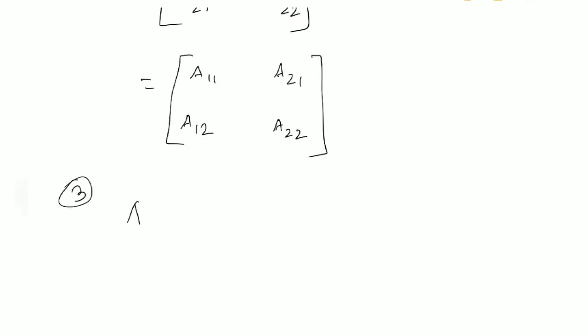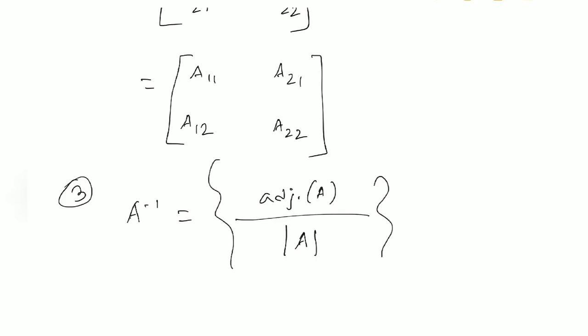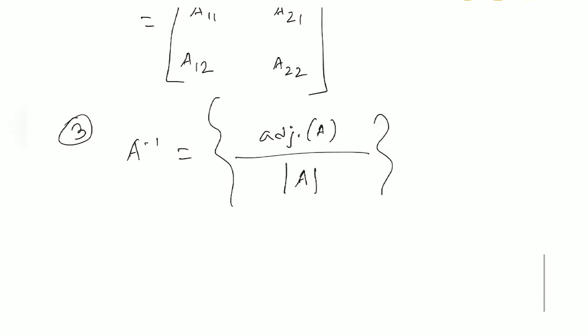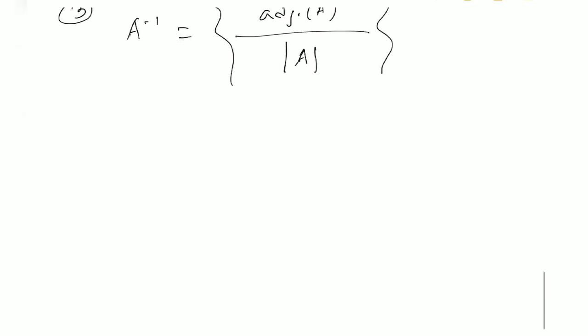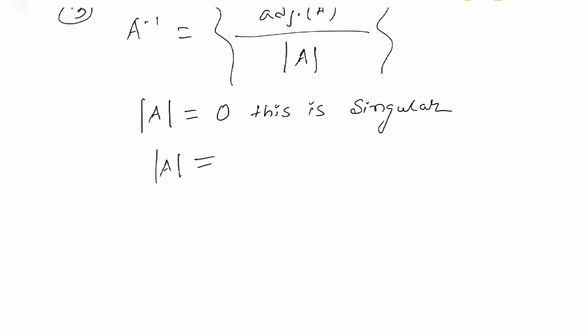Now the third and the last step is to divide this adjoint matrix by the determinant of A. Hence you will have this inverse matrix. Okay. Now let me tell you some properties. If determinant of A is equal to 0, then this matrix is called a singular matrix. Okay, and if determinant of A is not equal to 0, then this matrix is called a non-singular matrix.